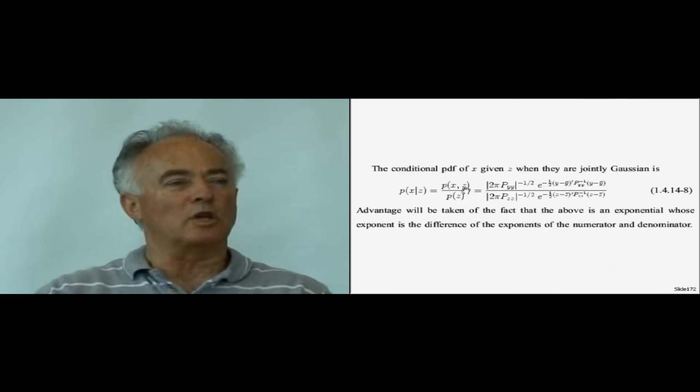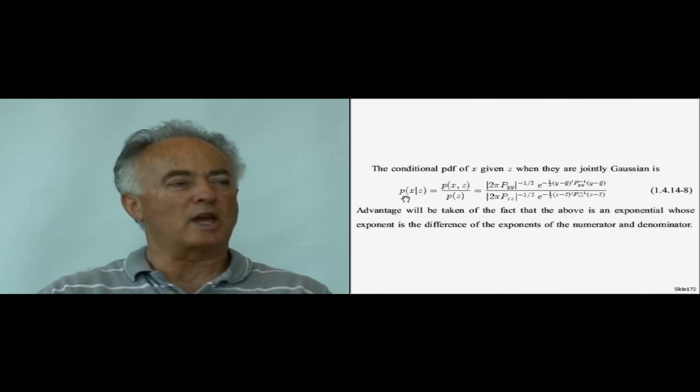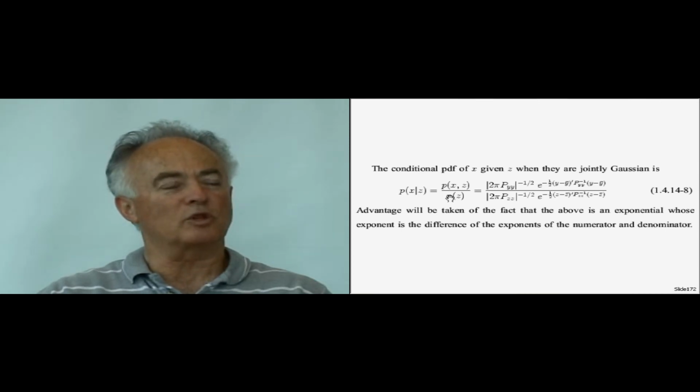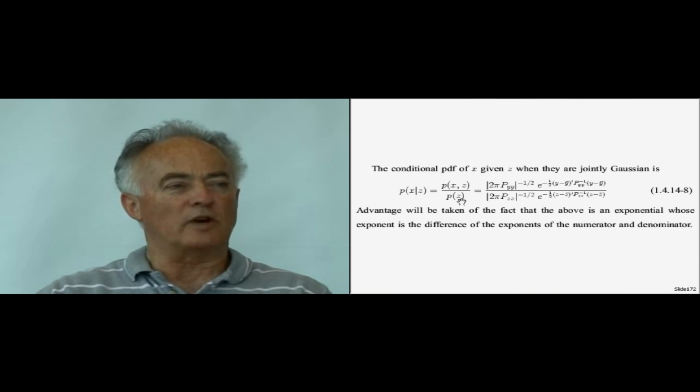Now, what we are looking for at this point is the conditional density of the first, that's x, given the second, z, when they are jointly Gaussian. And p of x given z is, according to the definition of the conditional probability density function, the joint density of x and z divided by the density of z. So pxz over pz.